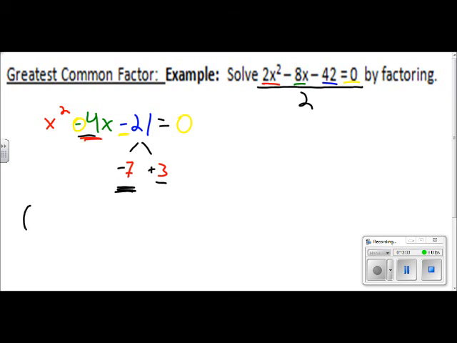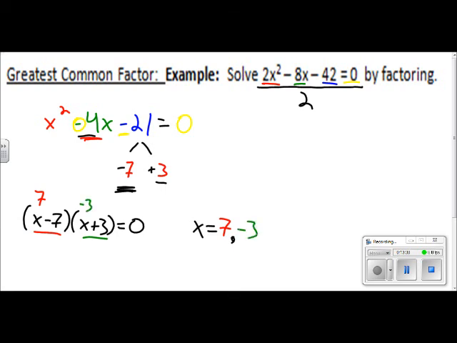So when we write this factored, we would say that x minus 7 and x plus 3 are our factors, and again, they still equal 0. So for our solutions here, in this case we want 7, because 7 minus 7 is going to be 0. And in our second case, we want negative 3, because negative 3 plus 3 equals 0. So here is our solution set.